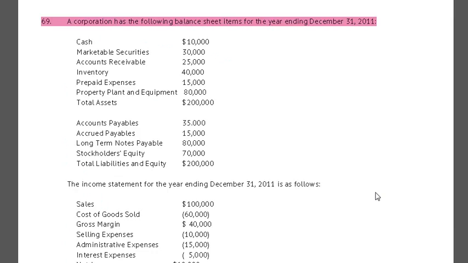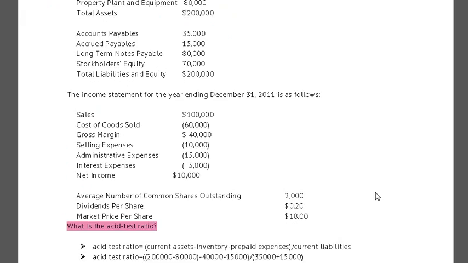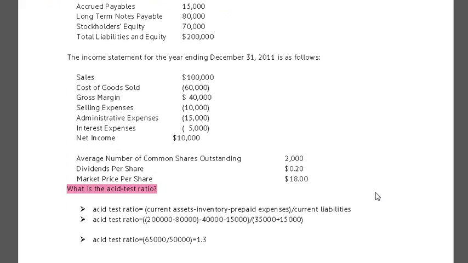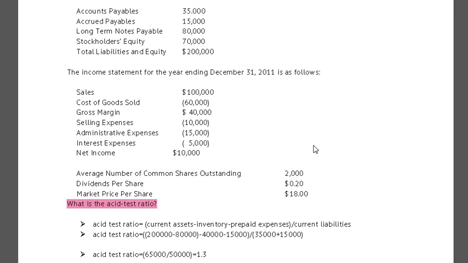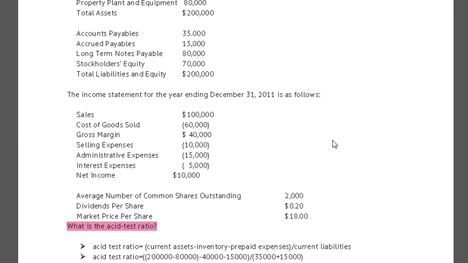Problem number 69. In this problem, they're asking you to calculate the acid test ratio. Once again, those formulas that you want to make sure you understand are in Chapter 13, page 505. The acid test ratio formula states cash plus short-term investments plus accounts receivable divided by current liabilities. So in this problem, you may have problems where they give you the actual numbers already. But for this one, we actually have to determine our top part of our formula.